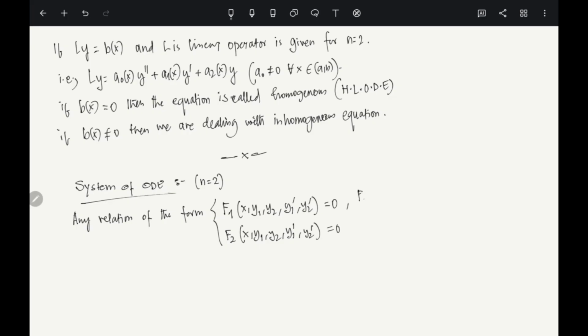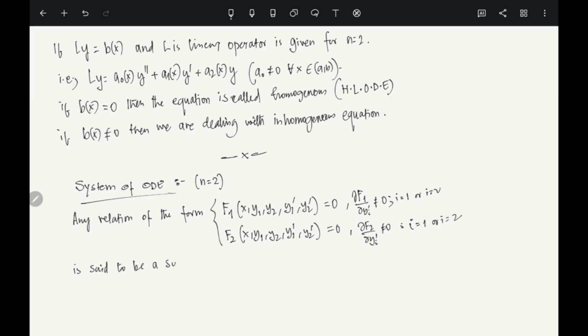Here I will assume that del f1 del y_i, for either one of the i's, so basically i equals 1 or i equals 2, is non-zero. So basically it should depend on at least one derivative. And again same here, del f2 del y_i should not be 0 for i equals 1 or i equals 2.